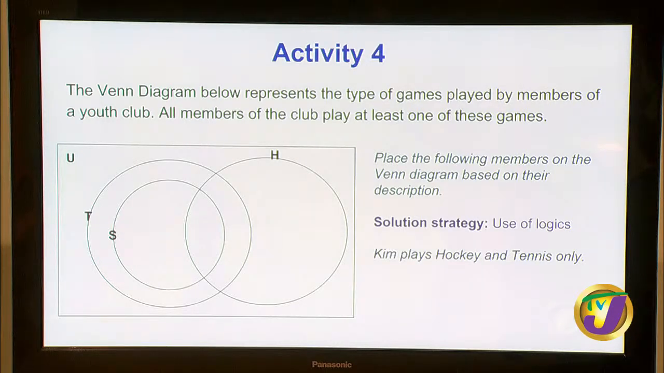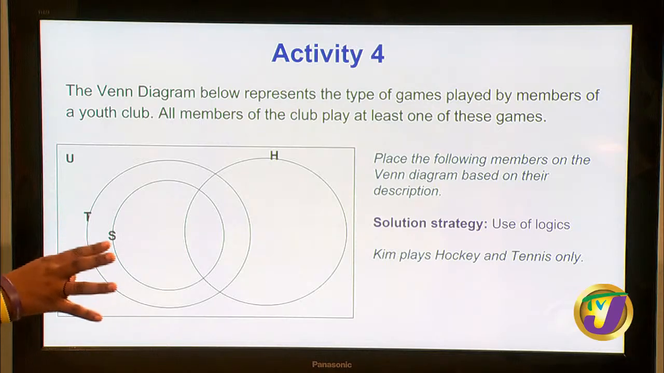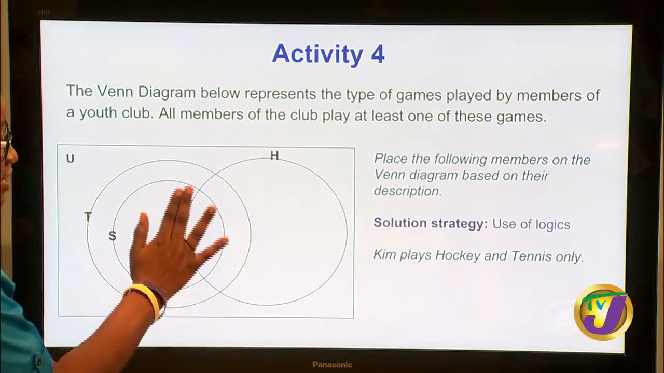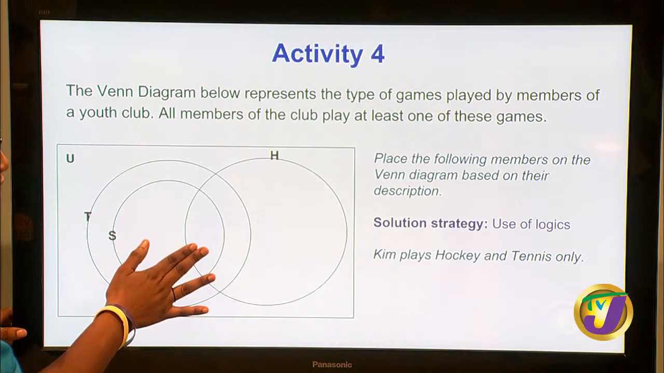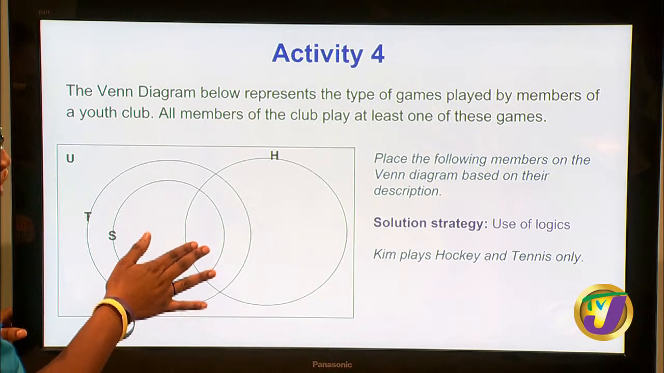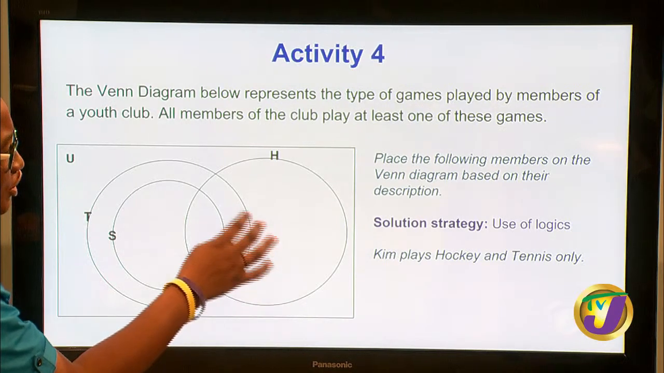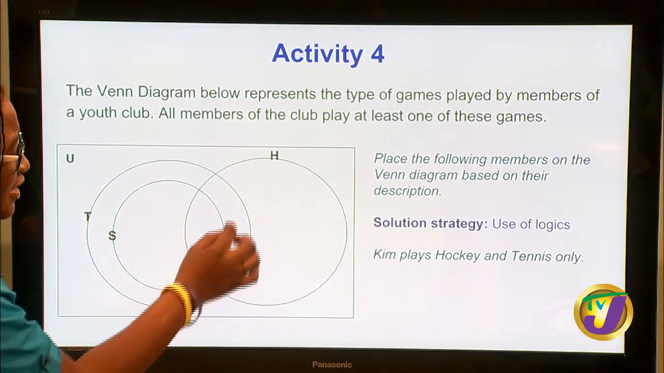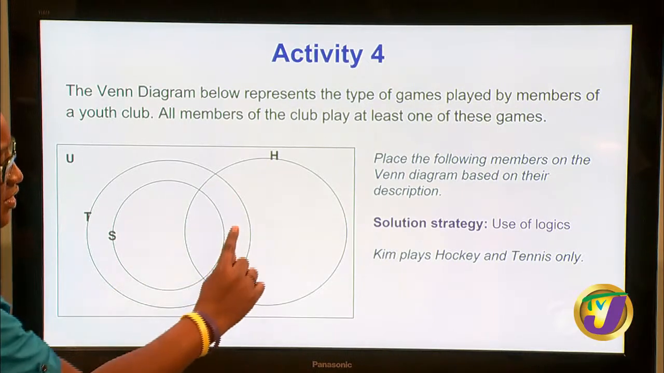Yeah, so Kim plays hockey and tennis only. Where are you going to put Kim? Hockey and tennis only. So that means that Kim doesn't play squash. That's the first thing I noticed. Kim cannot be in the squash circle at all. But she can't be only tennis either, or only hockey. So she must be somewhere in the intersection here. But since she doesn't play squash, she would have to be somewhere, right?